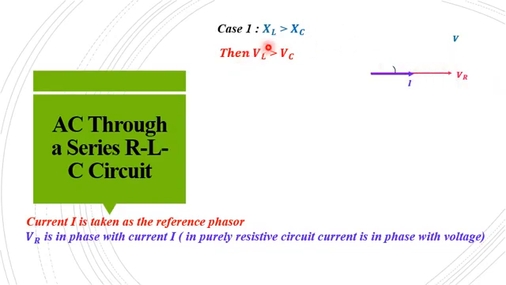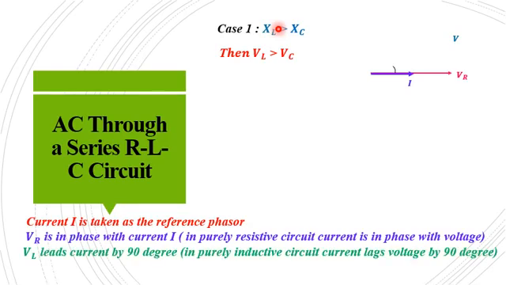Then next we can draw the VL phasor. VL is the voltage across the inductor. But we know that in a purely inductive circuit, the current lags the voltage by 90 degrees, or in other words, VL leads the current by 90 degrees. So a leading parameter should always be drawn upward. VL leads by 90 degrees, so upwards 90 degrees. This is your VL phasor.